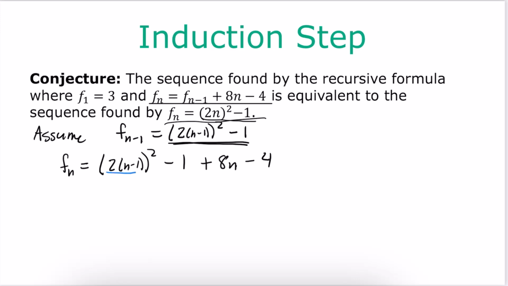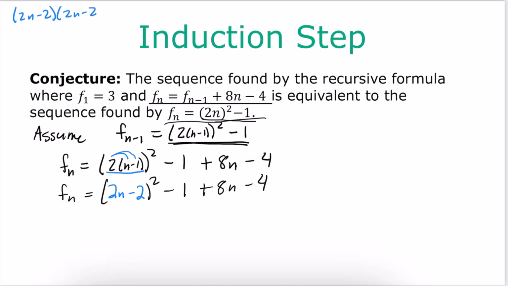So first of all, I'll simplify inside of my parentheses and I'll say, well, 2 times n minus 1 by the distributive property is going to be 2n minus 2. And that number is squared, and I still have the minus 1 plus 8n minus 4. So I'm just simplifying this expression. And if I square 2n minus 2 times itself twice, I'm going to do this up here out of the way because I'm running out of room a little bit. But in your proof, you would actually show this as part of your proof.